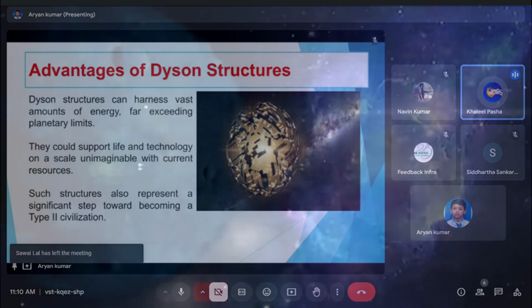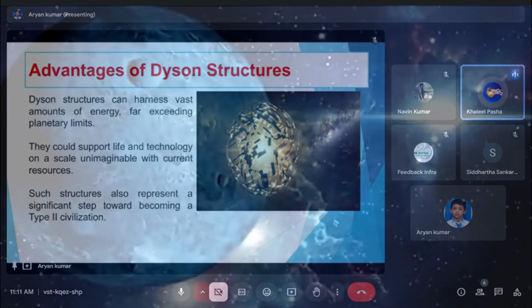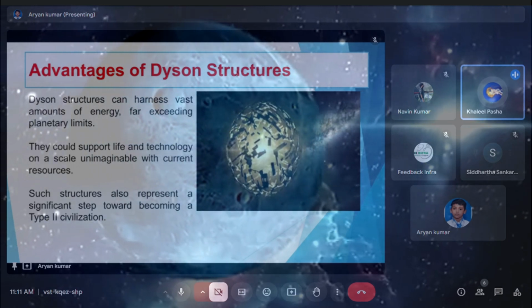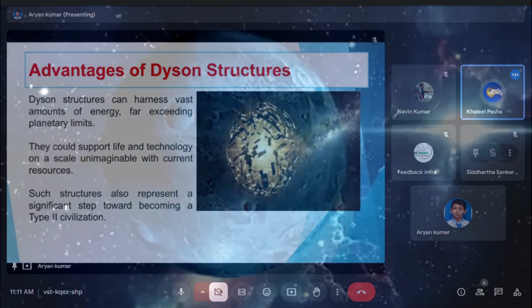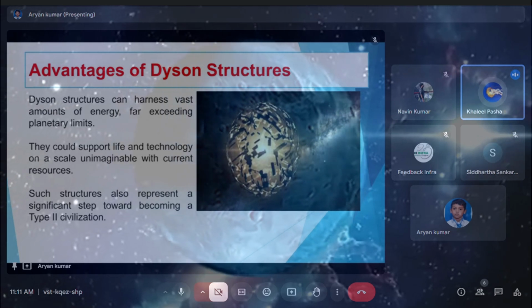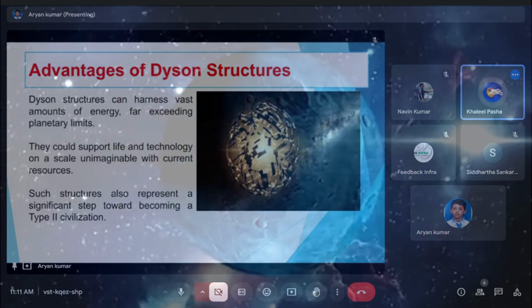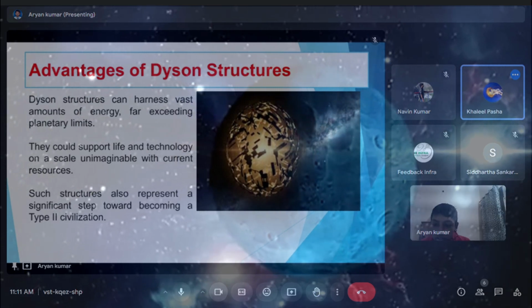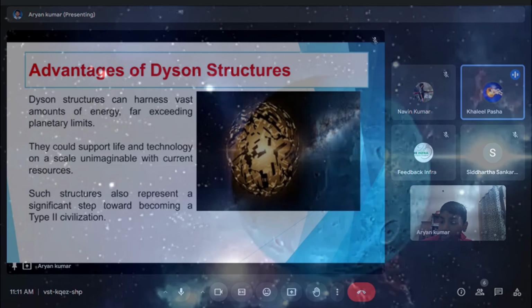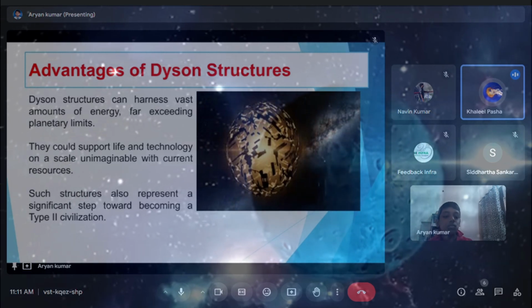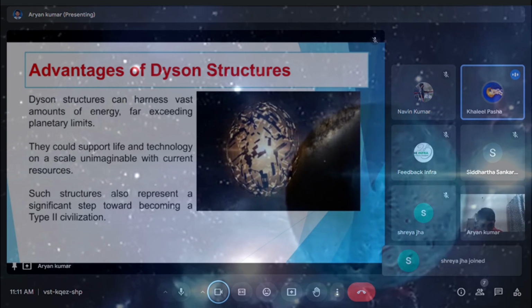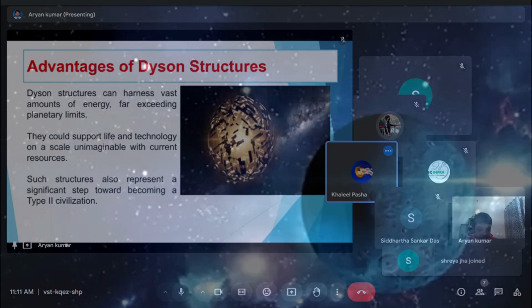Advantages of Dyson structures. Dyson structures can harness vast amounts of energy far exceeding planetary limits. They could support life and technology on a scale unimaginable with current resources. Such structures also represent a significant step toward becoming a Type 2 civilization.